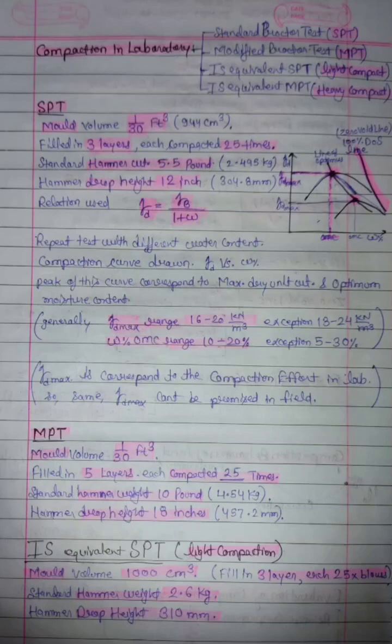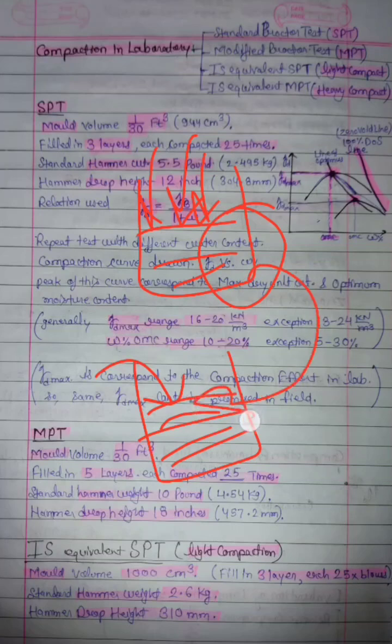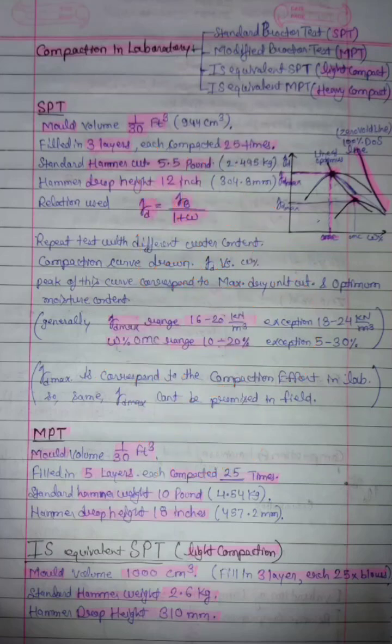Maximum dry unit weight corresponds to the compaction effort in the lab. So the same maximum dry unit weight can't be promised in the field. Means in the lab we do the compaction very well, but in the field the same kind of sincerity and diligence can't be promised. So the same degree of compaction will not be achieved in the field.